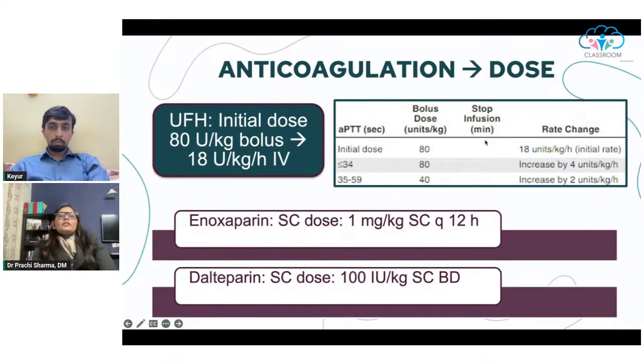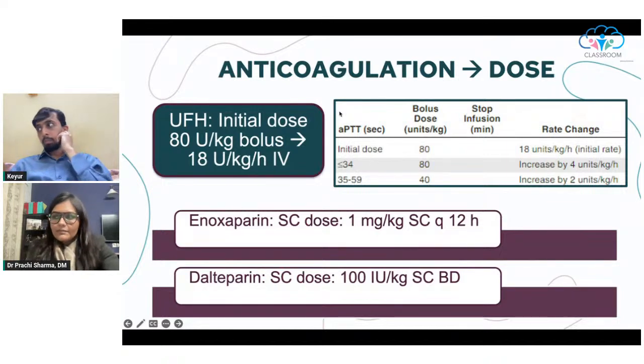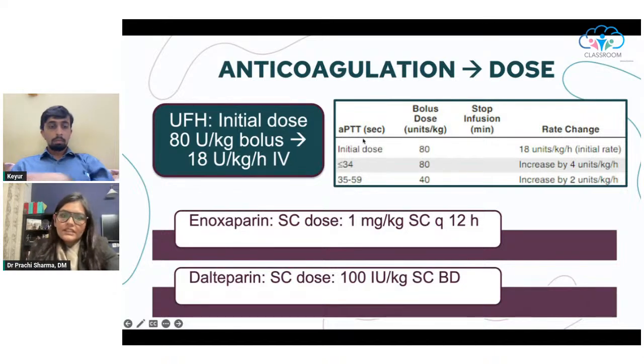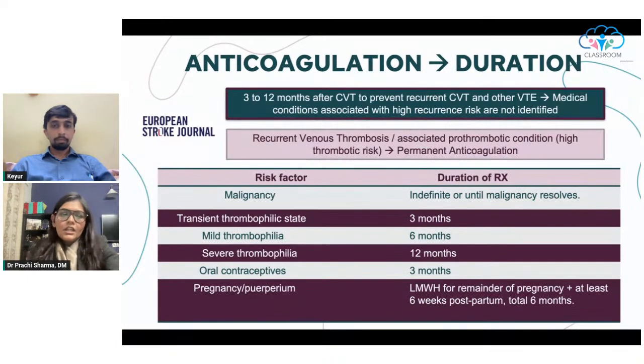So the dosage is our full therapeutic dosage. For unfractionated heparin, you give an initial bolus of 80 units per kg, followed by an infusion of 18 units per kg per hour, which can be guided by your APTT values, which can be repeated 4th to 6th hourly. For low molecular weight heparin, enoxaparin dose is 1 mg per kg BD, and dalteparin dose is 100 international units per kg BD. So for how long should you continue anticoagulation?